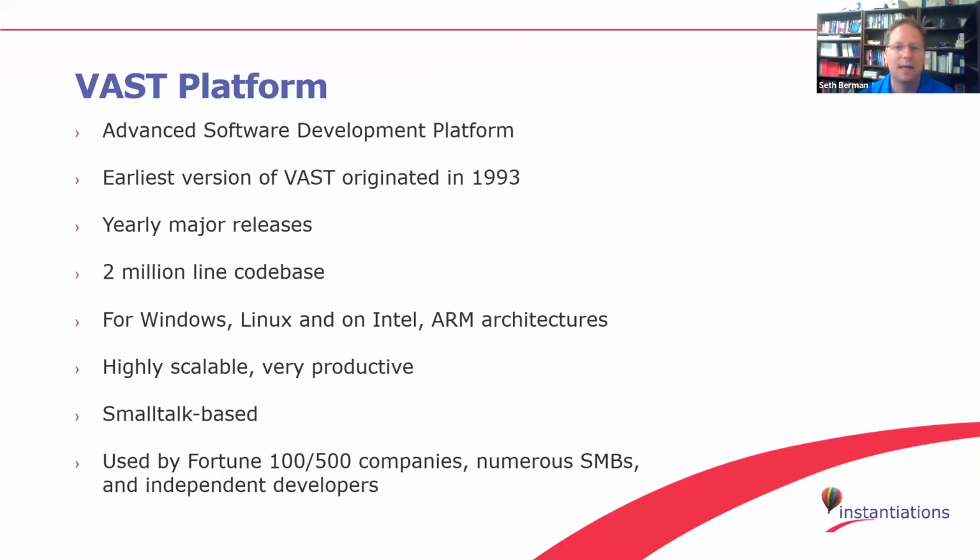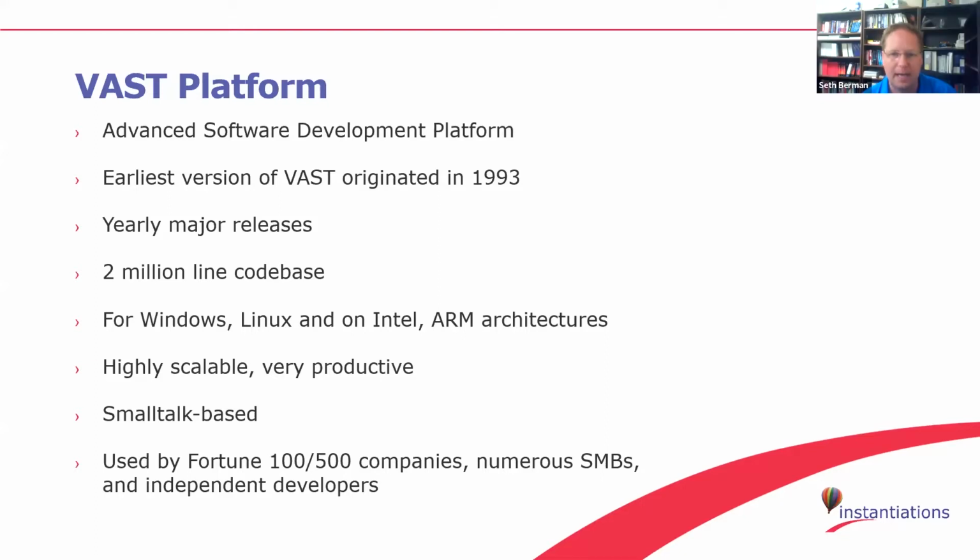So VAST, it's an advanced software development platform with its earliest version originating all the way back from 1993 as Visual Age for Smalltalk, for those that may remember. And since then, we've had at least a yearly major release, and it's a 2 million line code-based product at this point. It runs natively on Windows and Linux with Intel-based architectures, but an official release for ARM32 and ARM64 Linux is coming in the next few months. And it's well suited for edge devices and cloud-based servers.